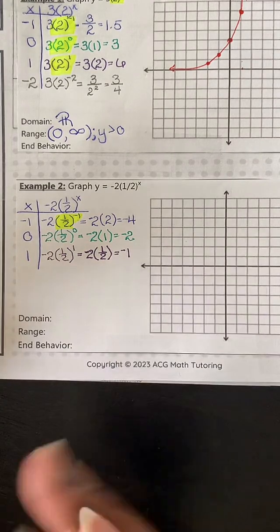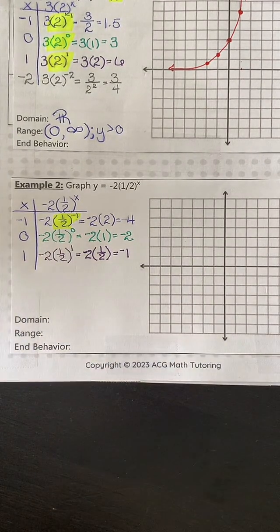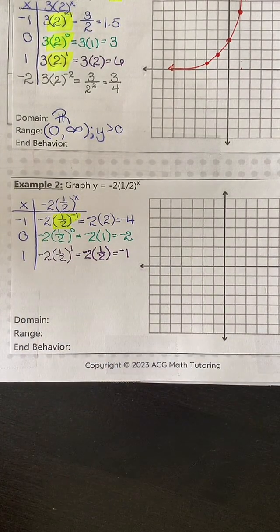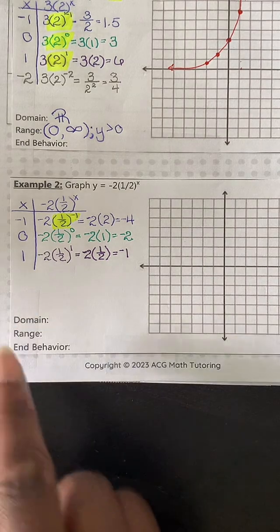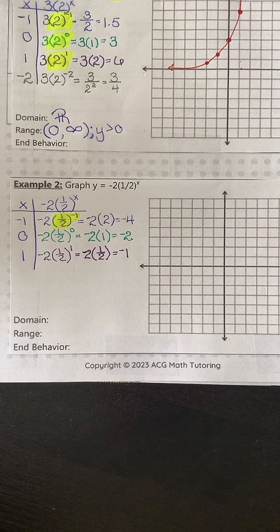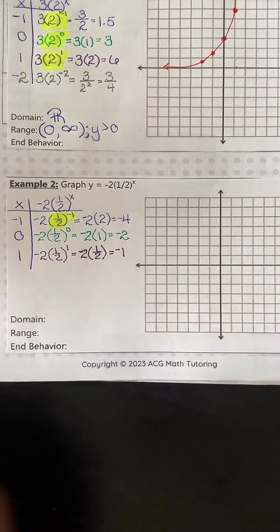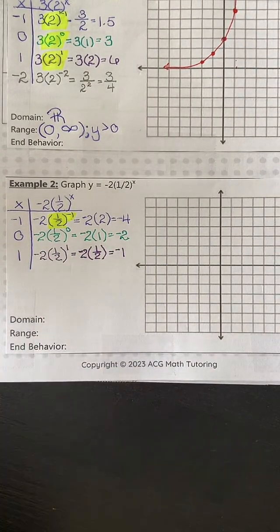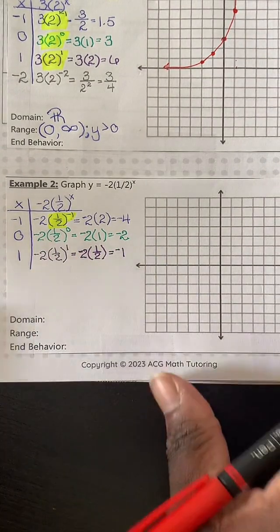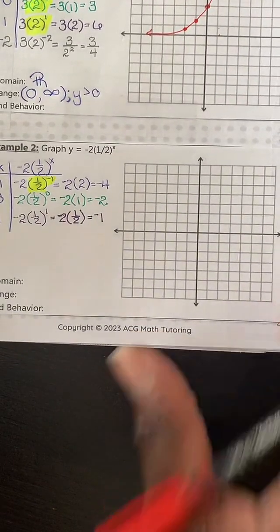So you found ordered pairs. We only need roughly 3, maybe 4. Some people like to say 5. But if you can get a gist of how the graph is moving, we can work it from that. Okay? So now, let's plot our points.